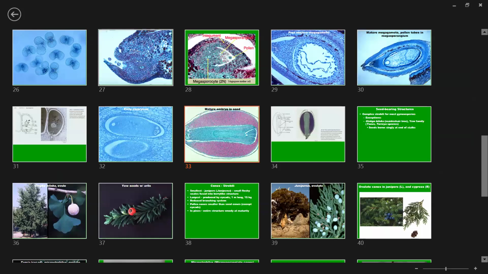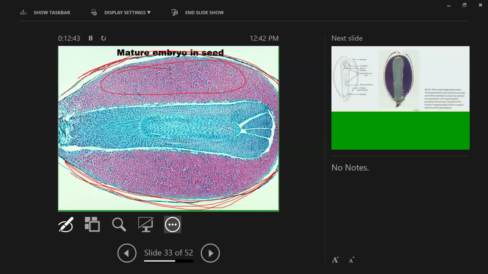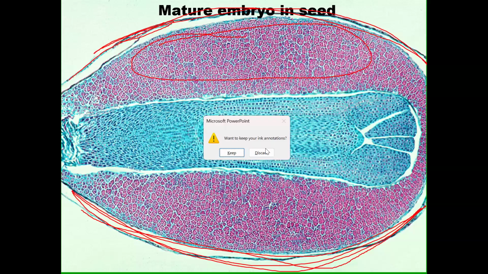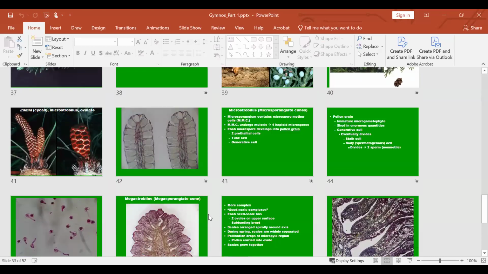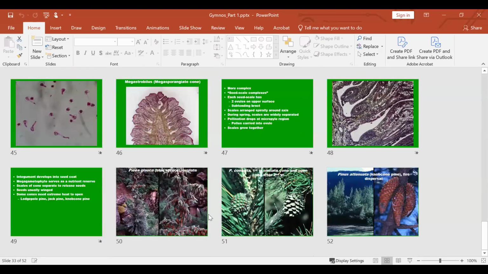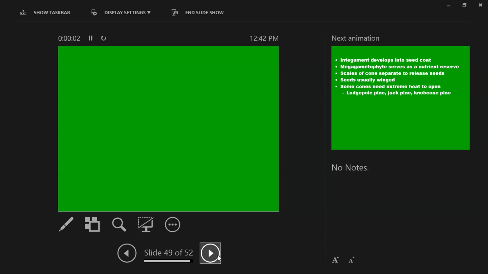Let's see. Any other questions on this slide set, or gymnosperms? See, we looked at the pollen cone already a little bit. Pollen cones. Why is my computer slow?